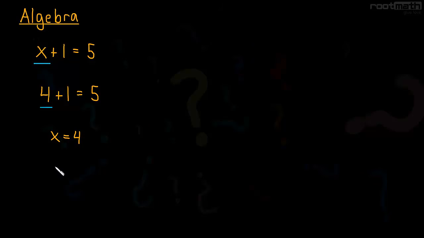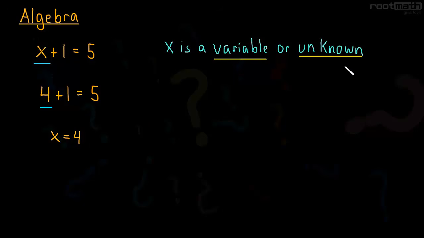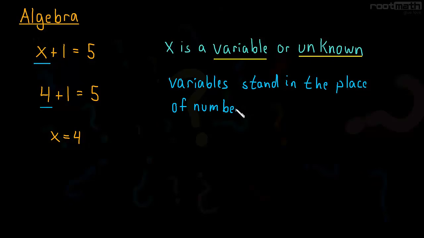We started with an unknown called a variable x, and we found out it had to be 4. So the key idea here is that x is what's called a variable or an unknown. They're synonymous. And what do we need to know about variables? Well, variables just stand in the place of a number. In our example, the letter x, the variable, stood in place of 4.